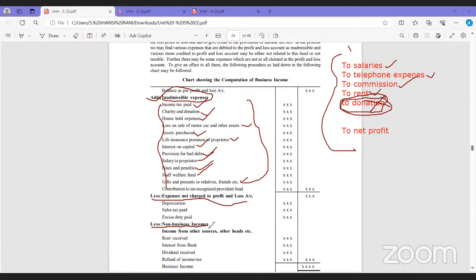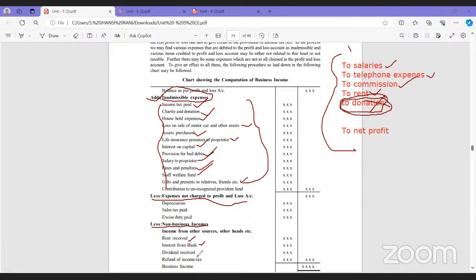Incomes which are not related to the business, like rent received. Rent received comes under income from house property. So this is not a business income. Next, interest from bank. Interest means you are saving, and it will not come under business income, because my business is not depositing amounts and only leaving whatever interest I'm receiving on that account. No, it's not like that.